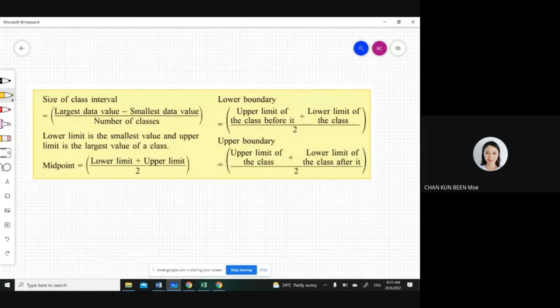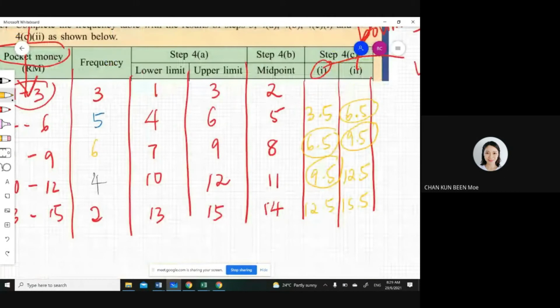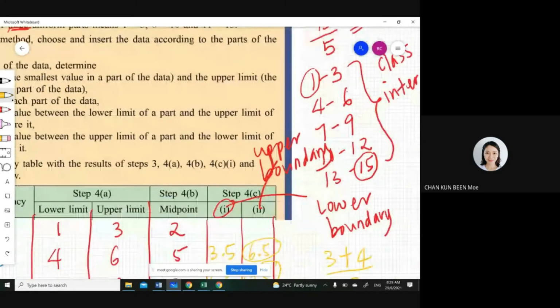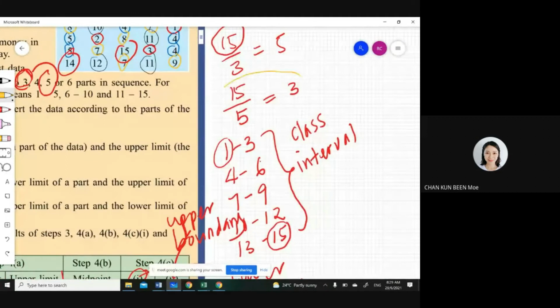Now we look at this. This is the result from what we have learned just now. To get the size of the class interval, it is the largest data value minus the smallest data value, divided by the number of classes. Earlier you found the largest data value is 15 and the smallest data value is 1. So you use 15 minus 1 and then divide by the number of classes. But over here, for this one, we just use 15 to divide by it, to get the number of the class interval, like just now.